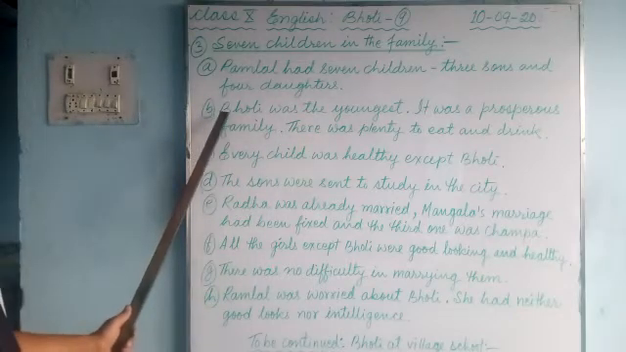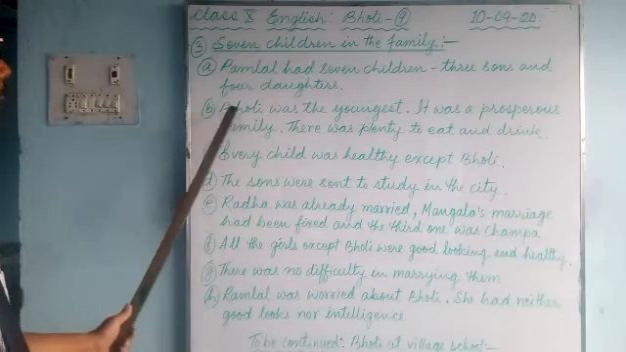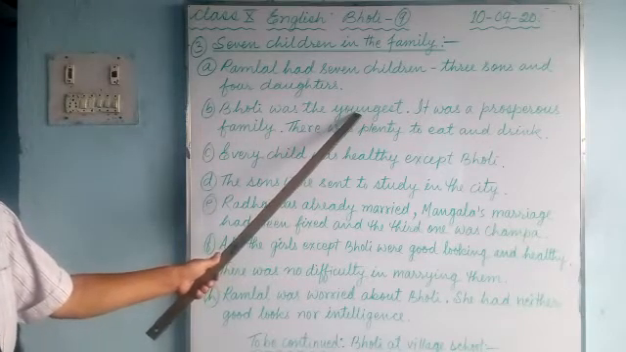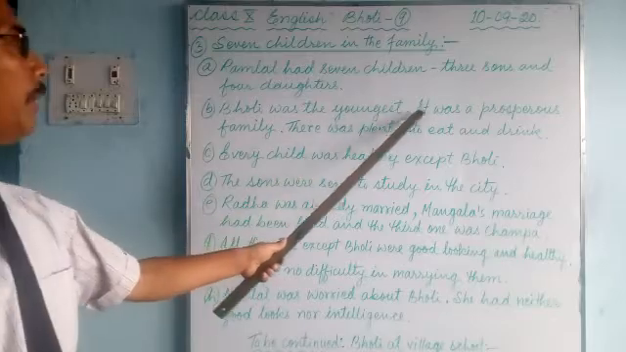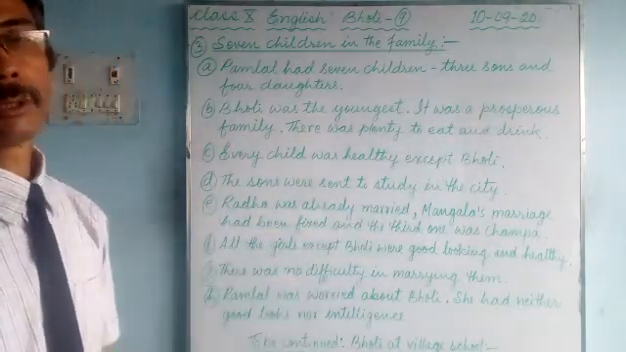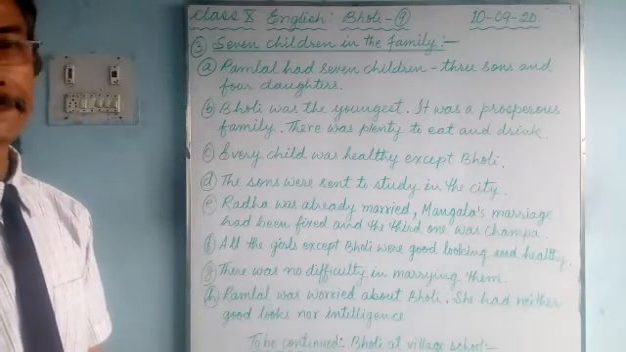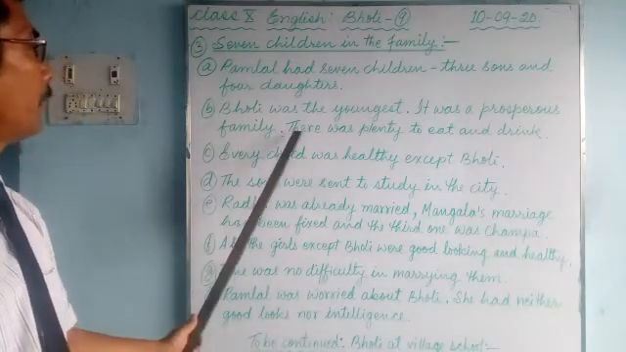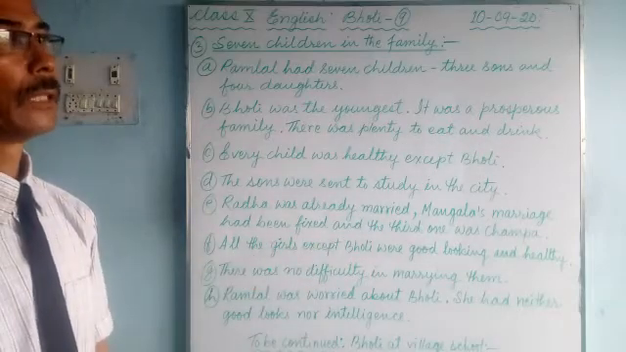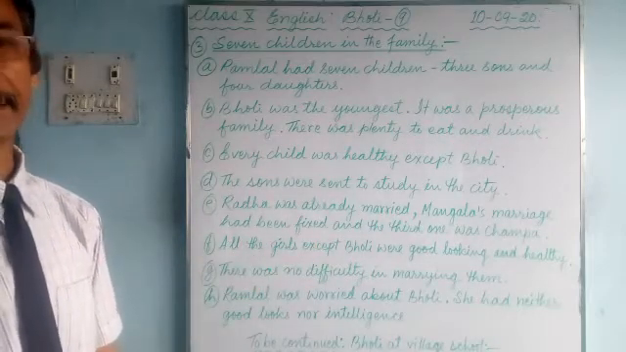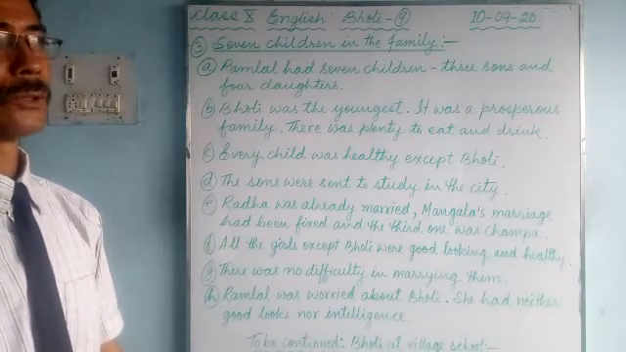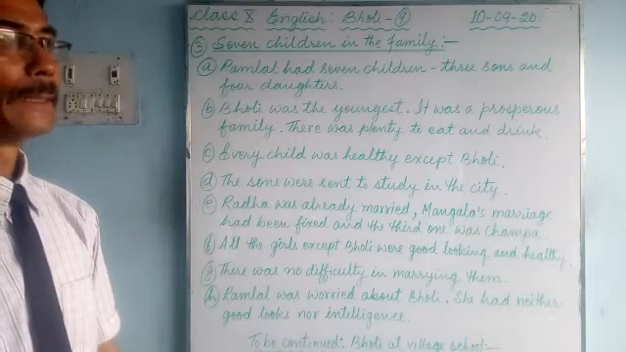Number B, Bholi was the youngest among the 7 children. It was a prosperous family. Prosperous means rich. The family was quite wealthy. There was plenty to eat and drink. There was enough of everything. So there was no problem because the family was quite wealthy.